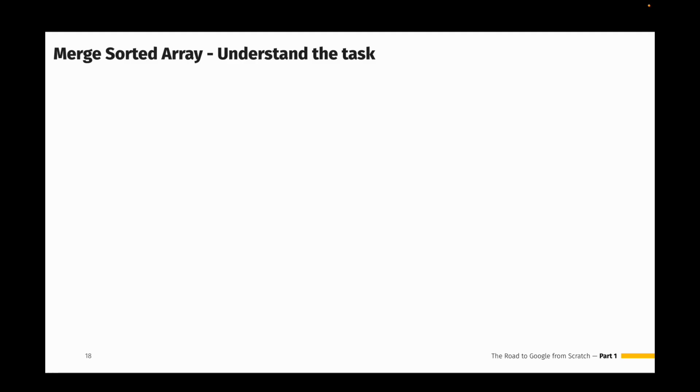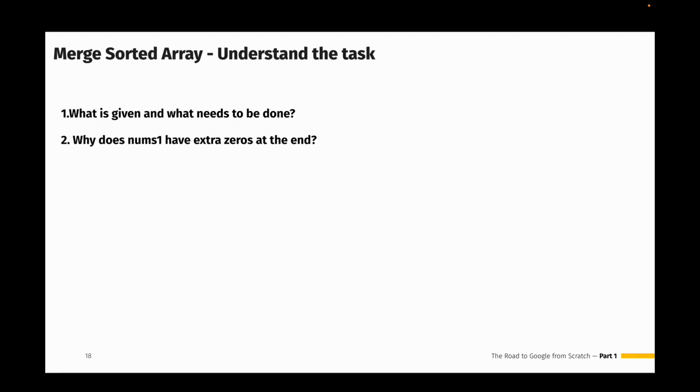So now let's answer our questions. What is given and what needs to be done? Why does nums1 have extra zeros at the end? And for arrays nums1, which is equal to 1, 2, 3, 0, 0, 0, and nums2, which is equal to 2, 5, 6, what should the result look like?